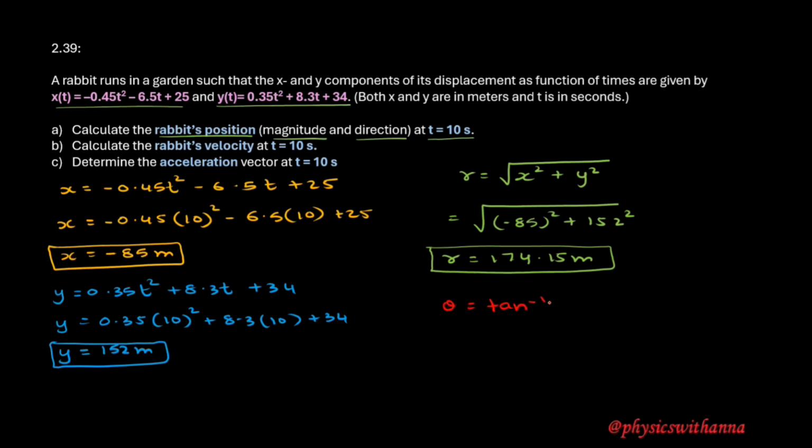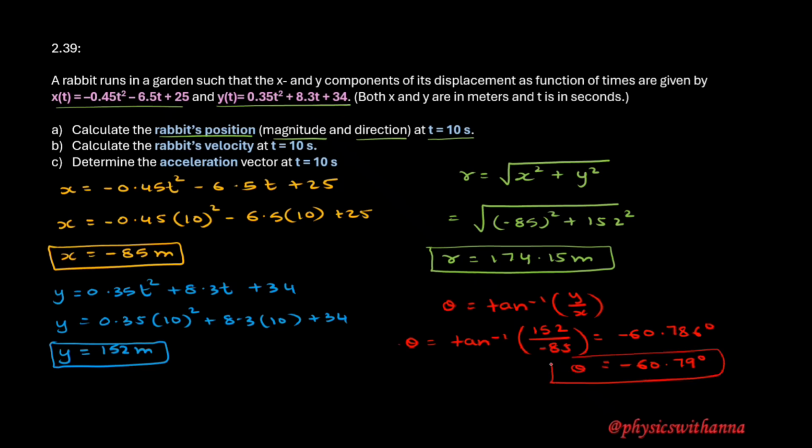After finding the magnitude, now we will find the direction, which can be found by using theta equals tan inverse of y over x. So that gives you theta as tan inverse of the y component, 152, over x, negative 85. That gives you theta as negative 60.786 degrees, or you can round this off to negative 60.79 degrees. So this is my angle theta.